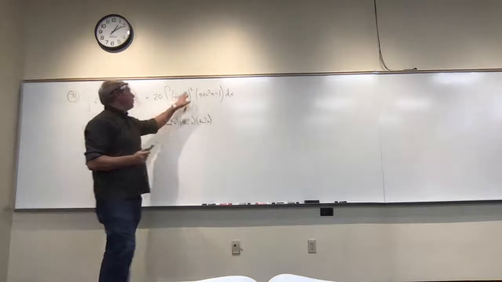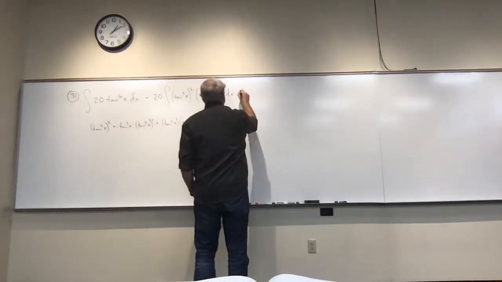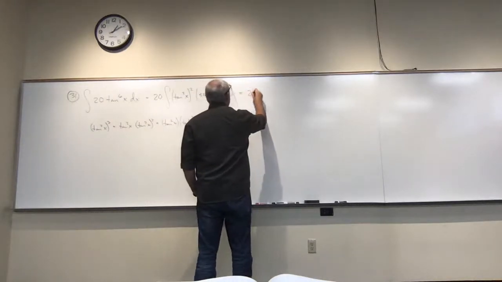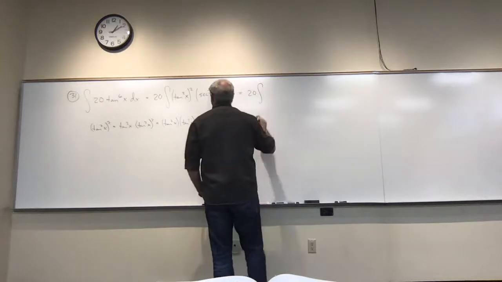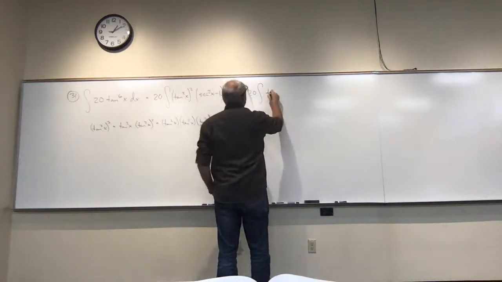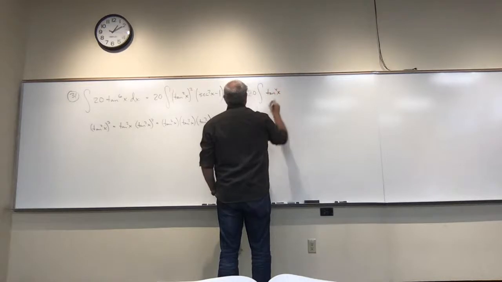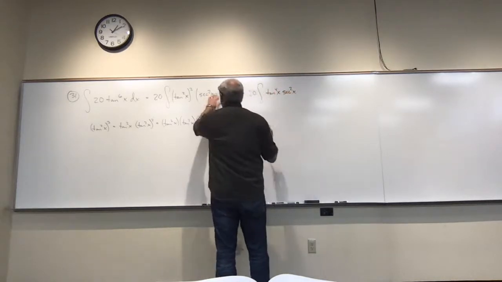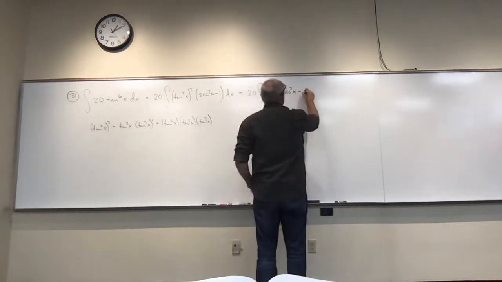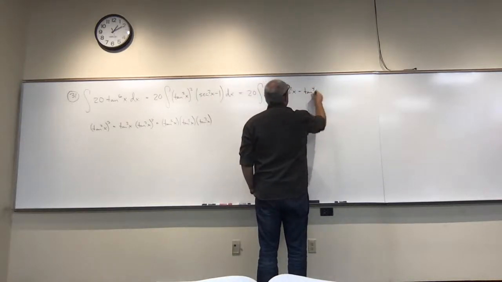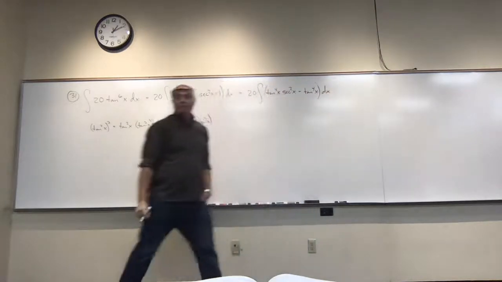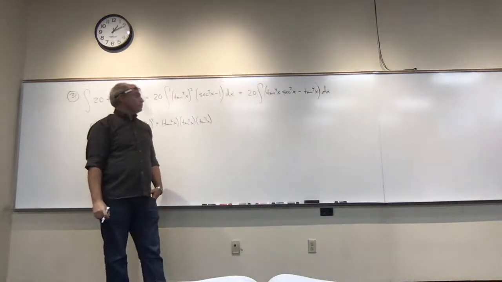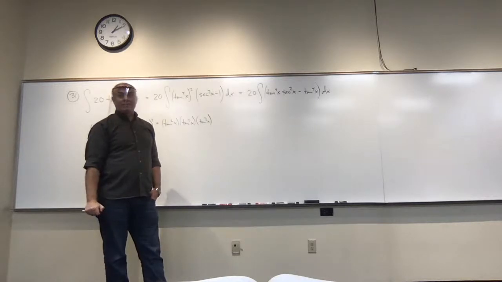So now let's multiply it out. If I do, then I get 20 times the integral of tangent to the fourth of x times secant squared of x, minus tangent to the fourth of x, dx. Everybody feel good about this?